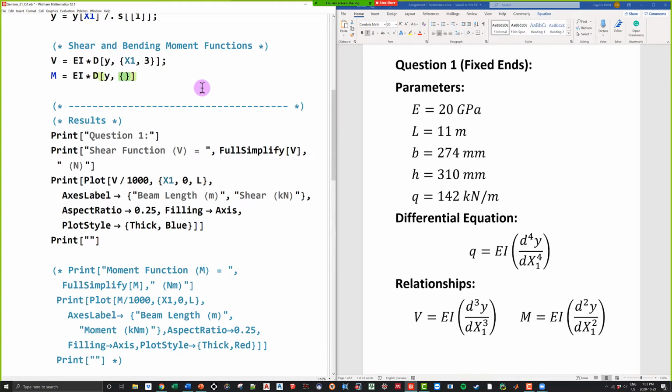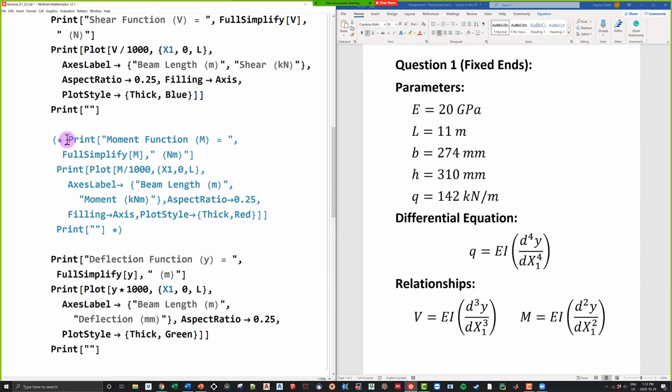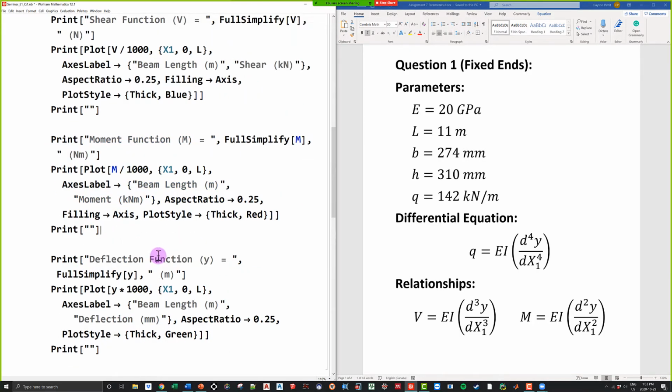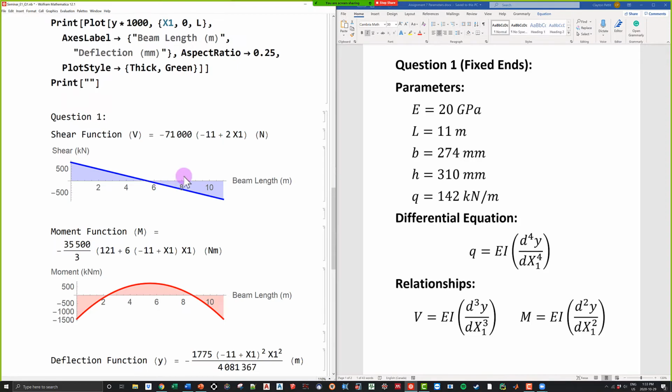And the second one is going to be with respect to what variable, of course, X1, and how many times? Well, for the moment, we only do it twice. I can suppress that. And what I did is I also have the moment plot ready to go. We come down here, and this makes perfect sense, because we know that for a beam with 2 fixed ends, we should have a negative moment around the supports, which we see here, and then we have a positive moment at the midspan, and of course our function is parabolic, which makes sense.